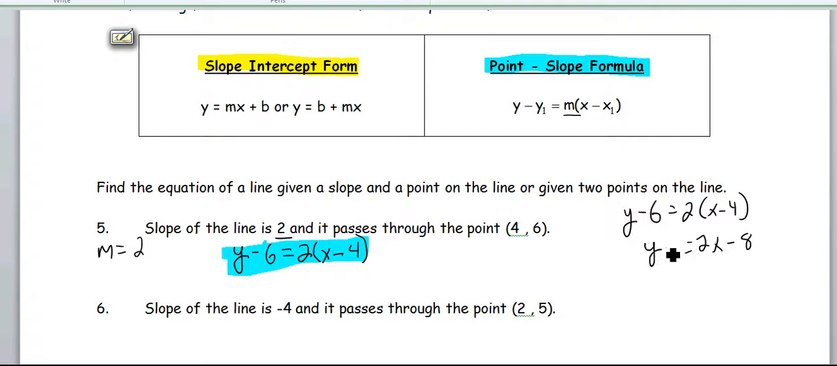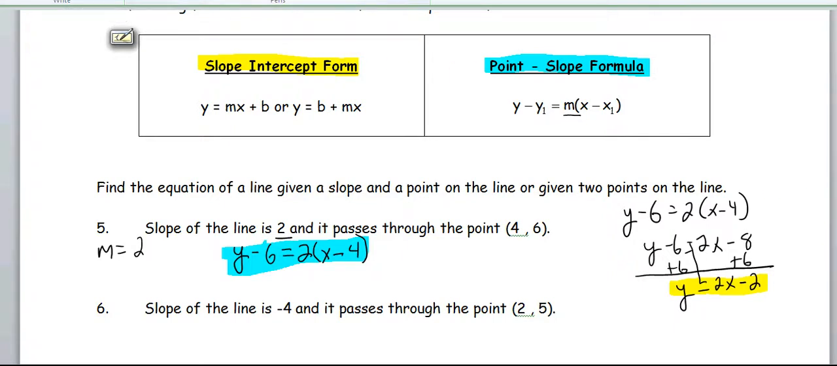I'm just going to bring down the left side. I need to get my 6 off of there. So I'm going to add, since it's minus 6, the opposite is plus 6. Then I end up with y equals 2x, and then negative 8 plus 6 is minus 2. I have just transformed point slope, highlighted in blue, to slope-intercept, highlighted in yellow.